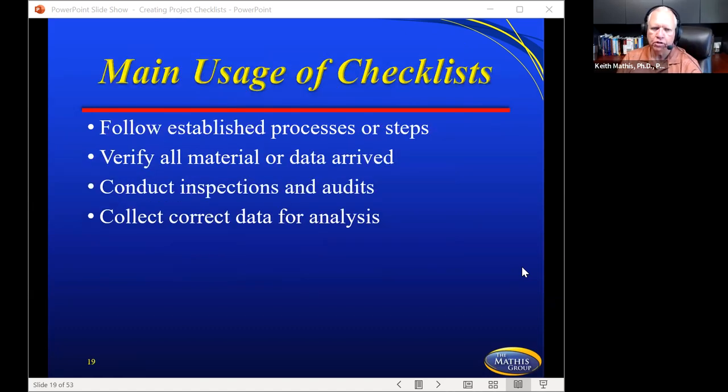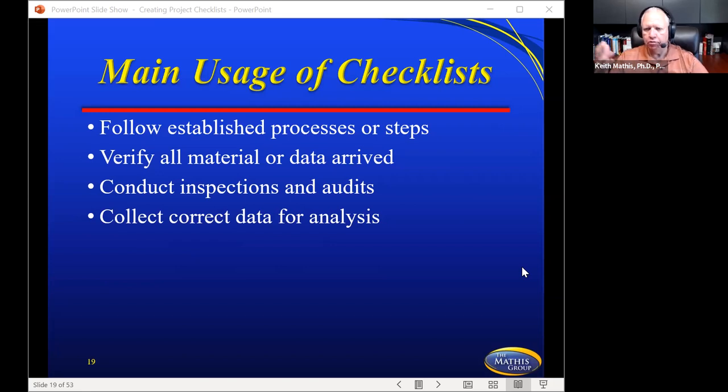Now, main usage of checklists. The first would be to follow established processes. Most of us have been exposed to this. Manufacturing has done this for years. They want you to do this in 5 simple steps. That's what the checklist calls for. And boom, boom, boom, that's what you do. It verifies that all material or data arrived.